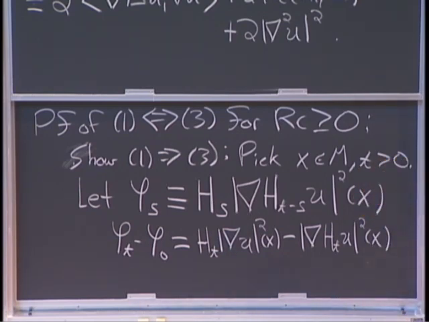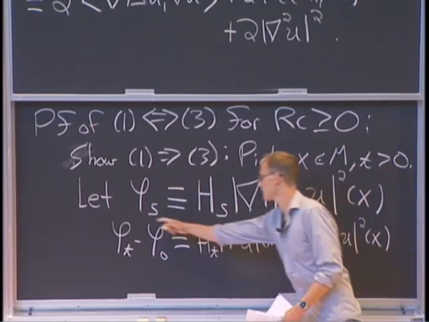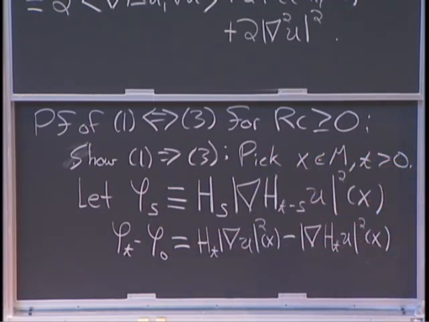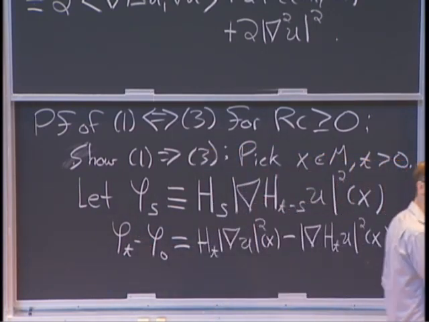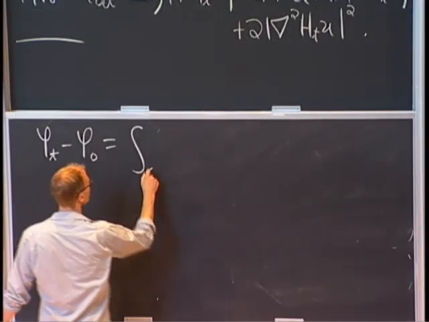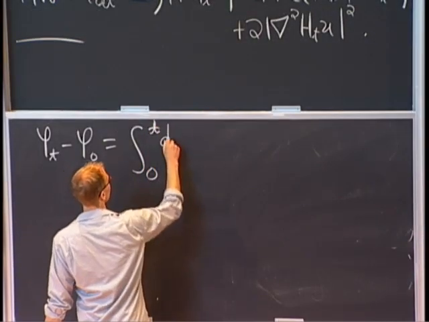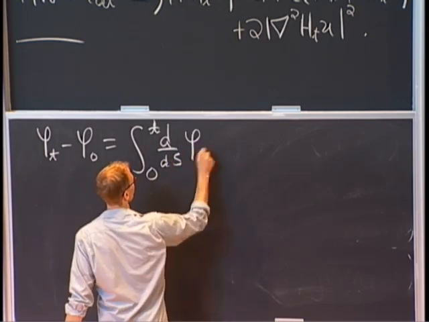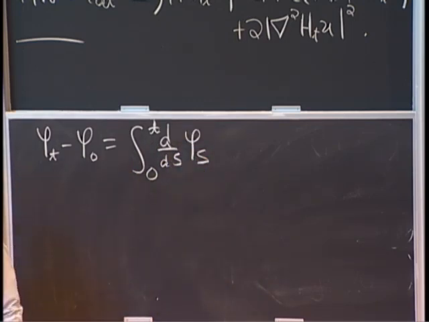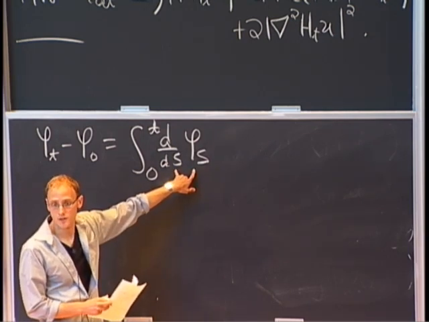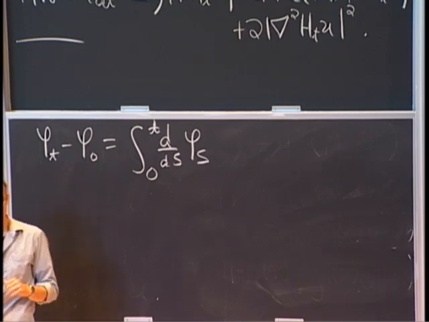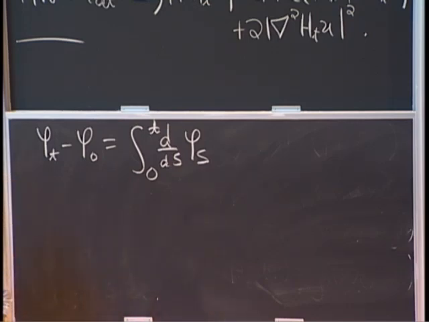Now if I've got some function on from 0 to t, and I'm looking at the difference of the 2 points, how can I rewrite this in a way that's actually useful? This is the fundamental theorem of calculus. So phi_t minus phi_0 is equal to the integral from 0 to t of d/ds of phi_s. So it would certainly be sufficient to show that this is less than or equal to 0 for all times. If I can do that, then certainly the integral is less than or equal to 0, and we're done.